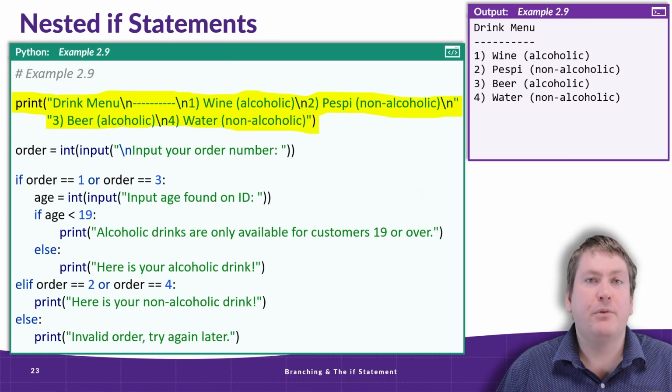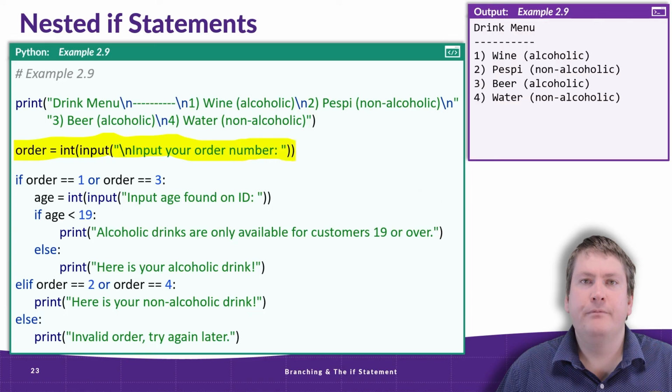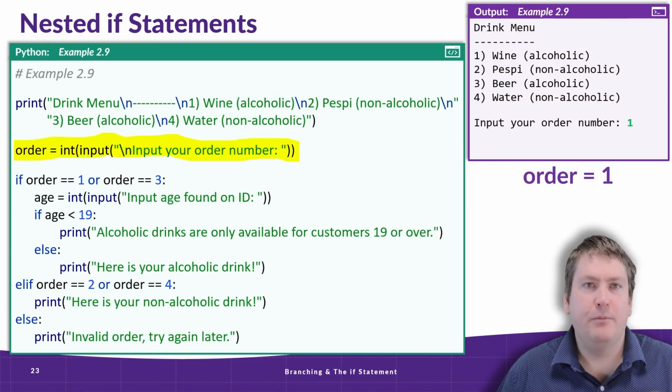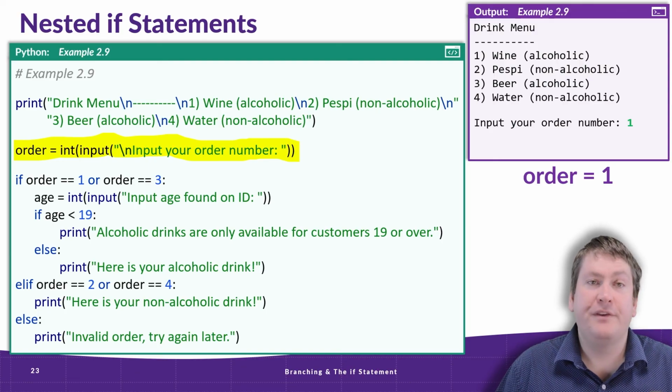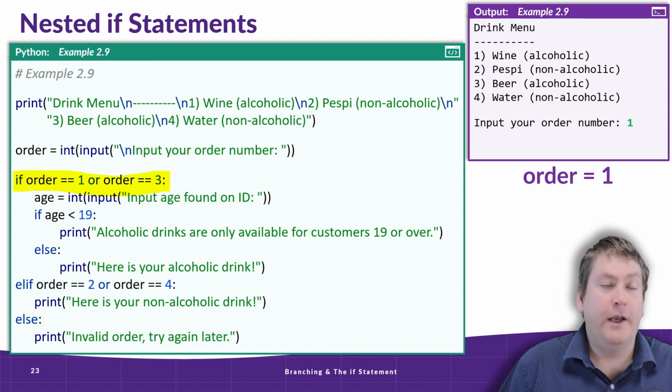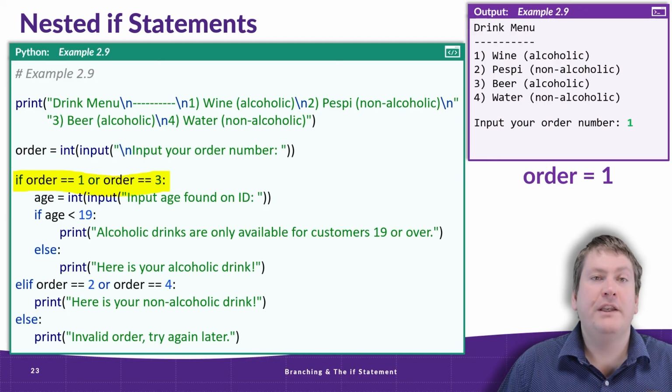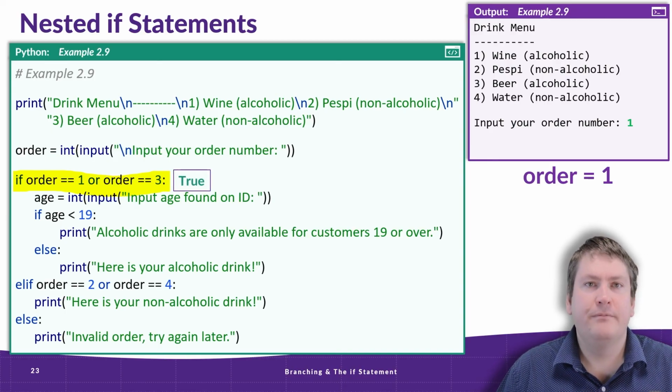Once again, we print out the menu. We ask the user for their input. In this case, they're going to input a 1 for wine, which is an alcoholic beverage. We get to the start of the if statement, and we check, is order equal to 1? And it is in this case, so we get a true value. That means we're going to enter this code block.